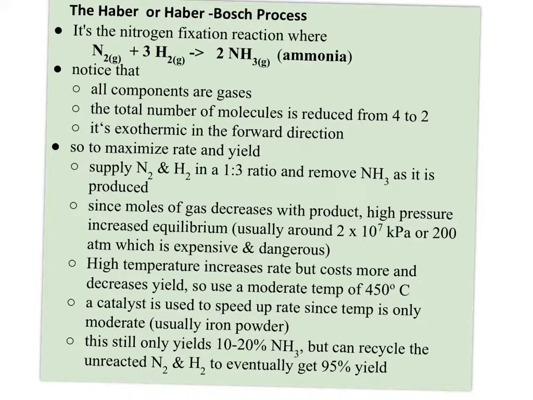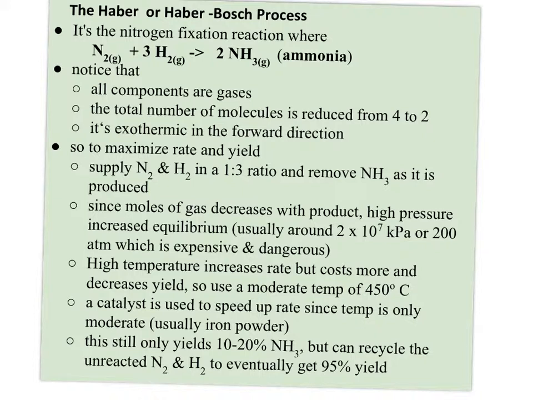So instead they usually use what's called a moderate temperature of just 450 degrees Celsius. And they use a catalyst to speed up the rate to offset that loss of rate with the somewhat high temperature for the rate. And the catalyst is usually this iron powder.